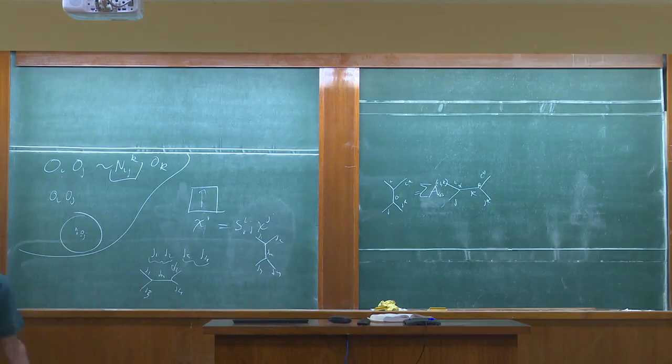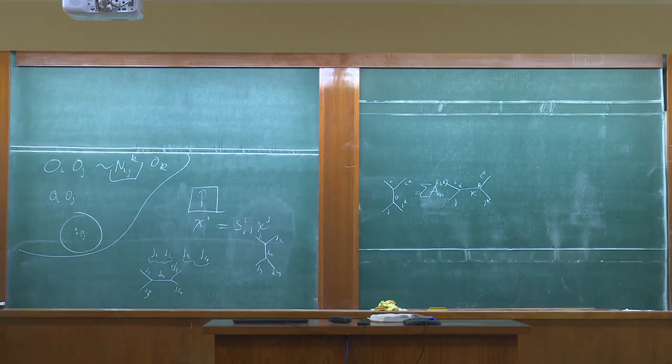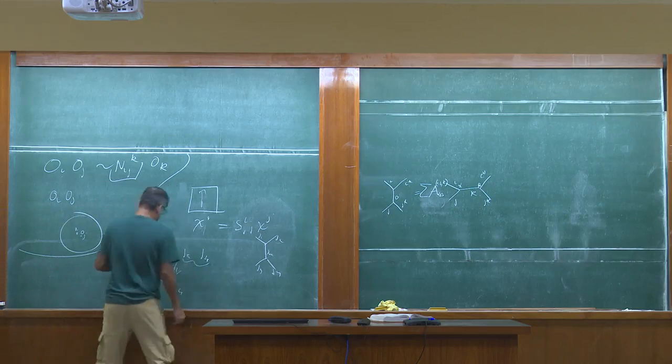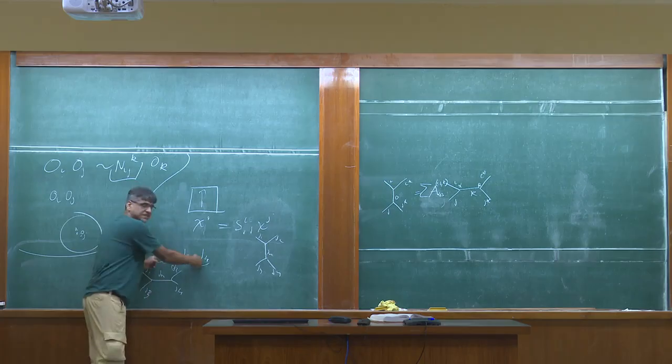Conformal field theory analogues of 6J symbols. Is this clear? So J1, J4 fusing also possible? Yeah, J1, J4 fusing is also possible. And that would give you, basically, another example of a 6J symbol.